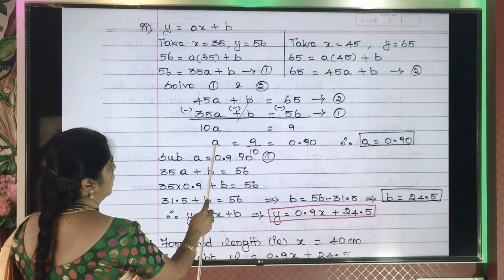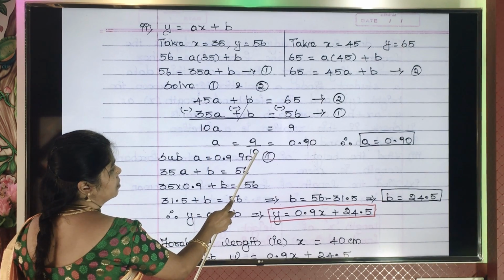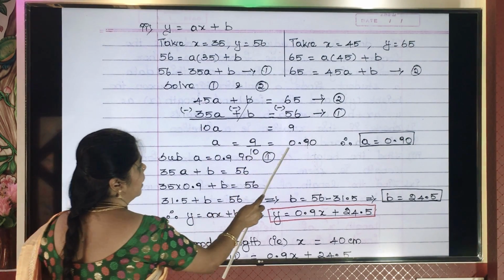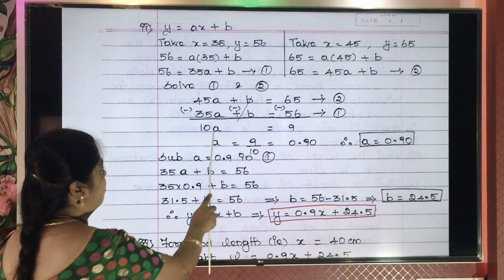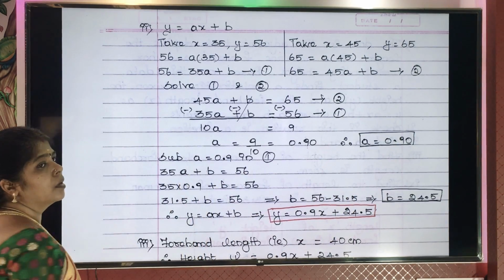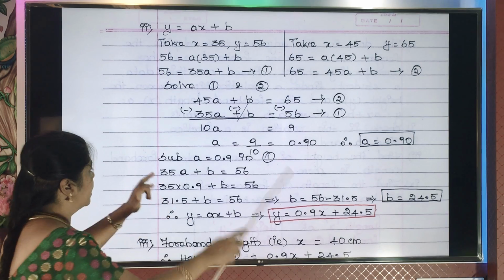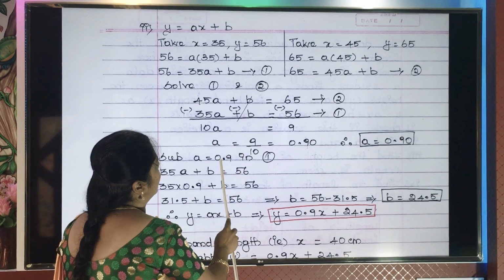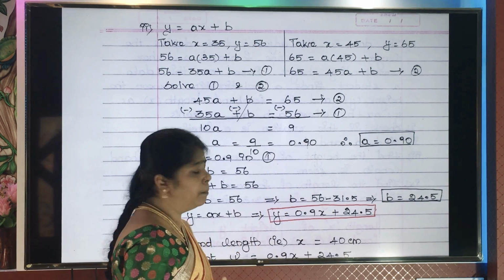Keep a here, already 9 is here. Bring this 10 to the other side. It goes to the denominator. 9 divided by 10, the answer is 0.9. So a value is 0.9. Now I have found out a. If I need b, what should I do? Substitute this a either in the first equation or in the second equation so that you will get the b value.